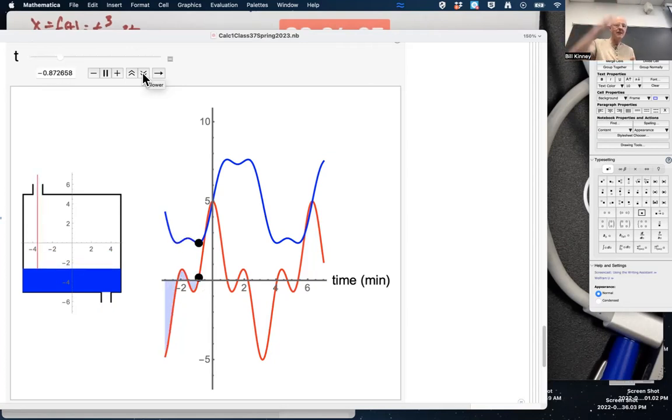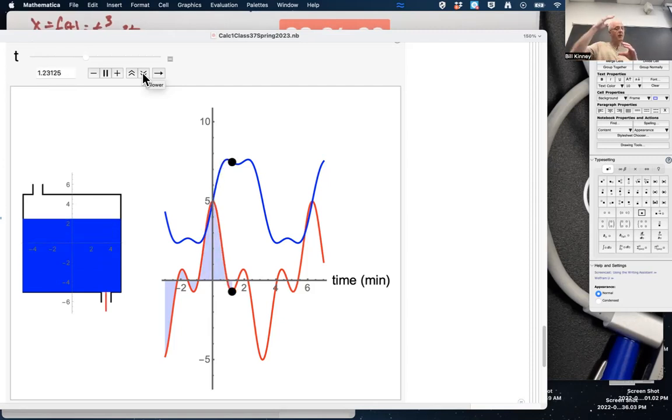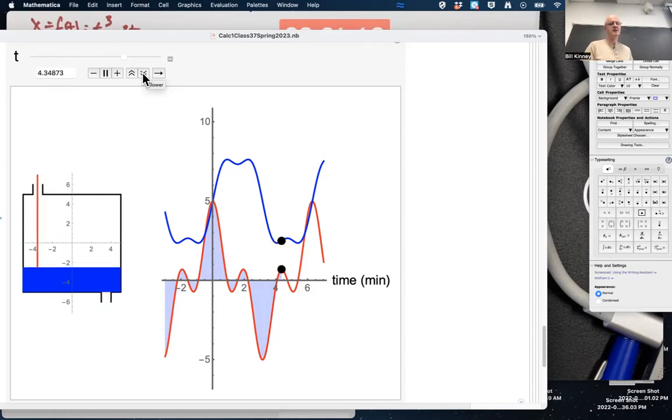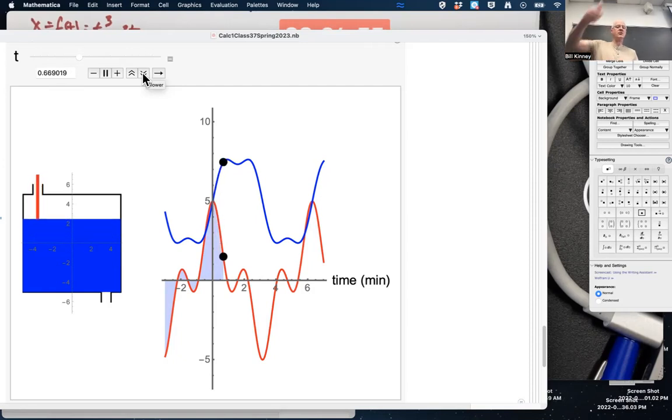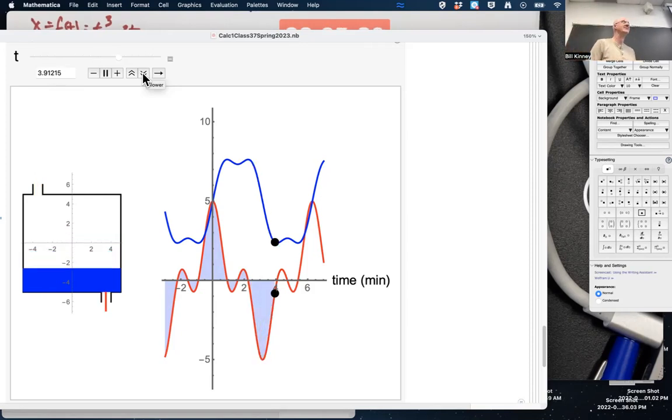The red graph's height, positive or negative, is telling you how fast the blue graph and the amount of water is going up or down. The red graph is the derivative, the rate of change of the blue graph. It's telling you the slope of the blue graph. Conversely, the blue graph is the integral of the red graph. Notice that I'm shading areas on the red graph between it and the horizontal time axis. When those areas are positive, they contribute to growth in the volume. The integral is positive. When the areas are negative, like now, they contribute to decay in the volume.